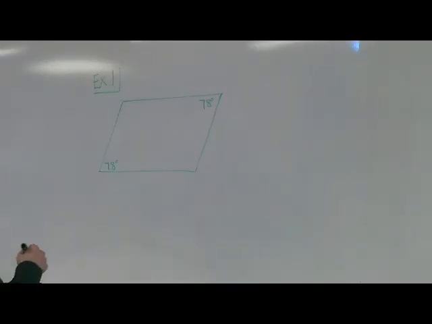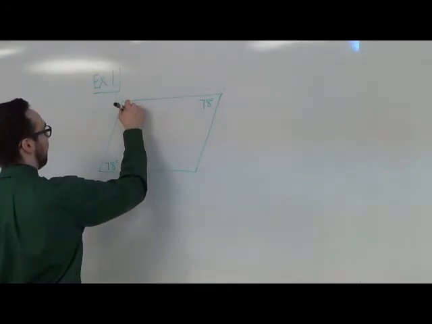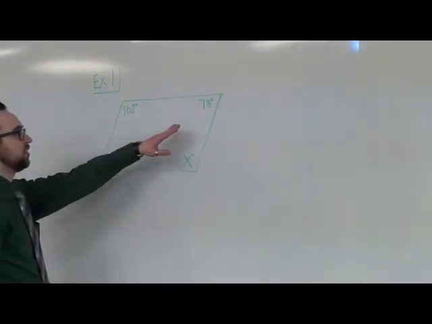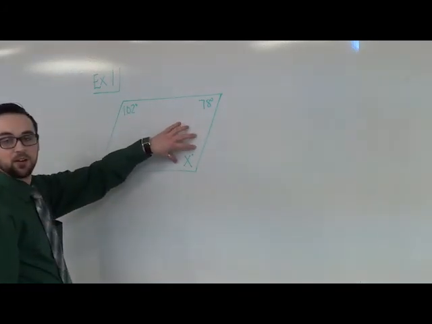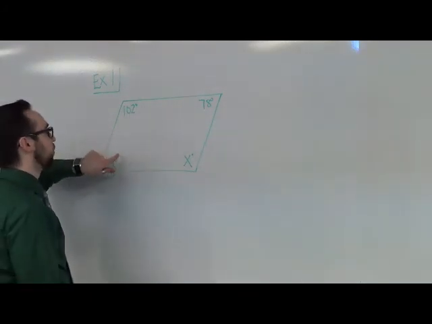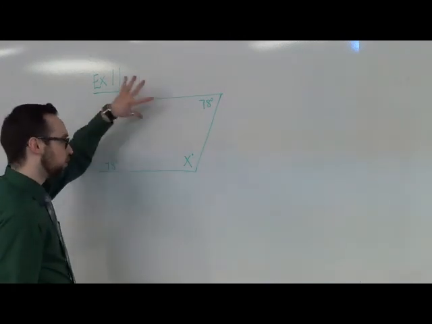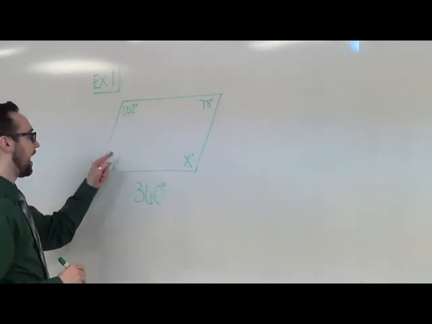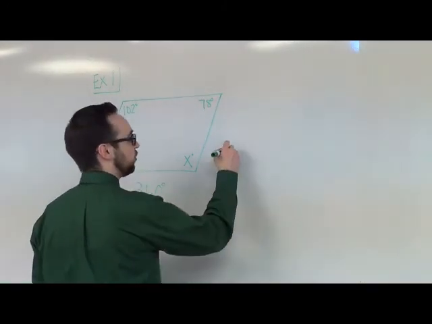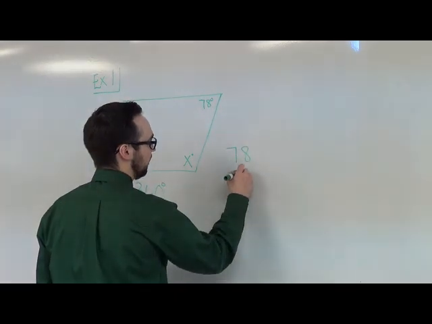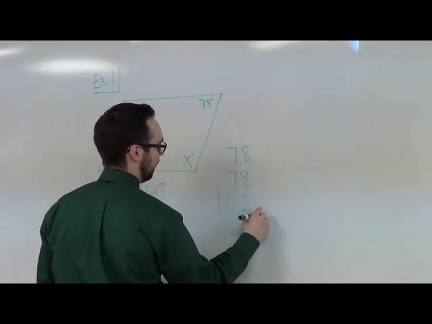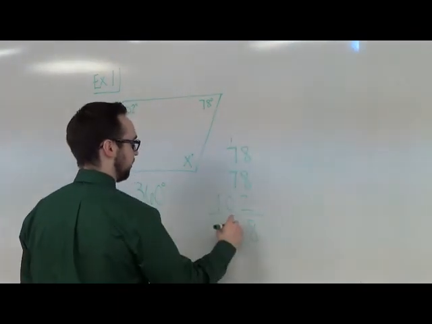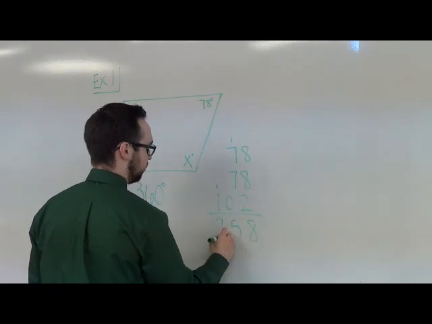Okay, here's our first example where we have all of these pieces, where we have 78, 78, 102, and now we're wondering what this other angle is going to be. Remember that we're looking at what's the total here, and then we have a total of 360 degrees in the whole thing. So we're going to add up 78, 78, and 102 first. So we get 18, carry the 1, we get 15, so we get 258.